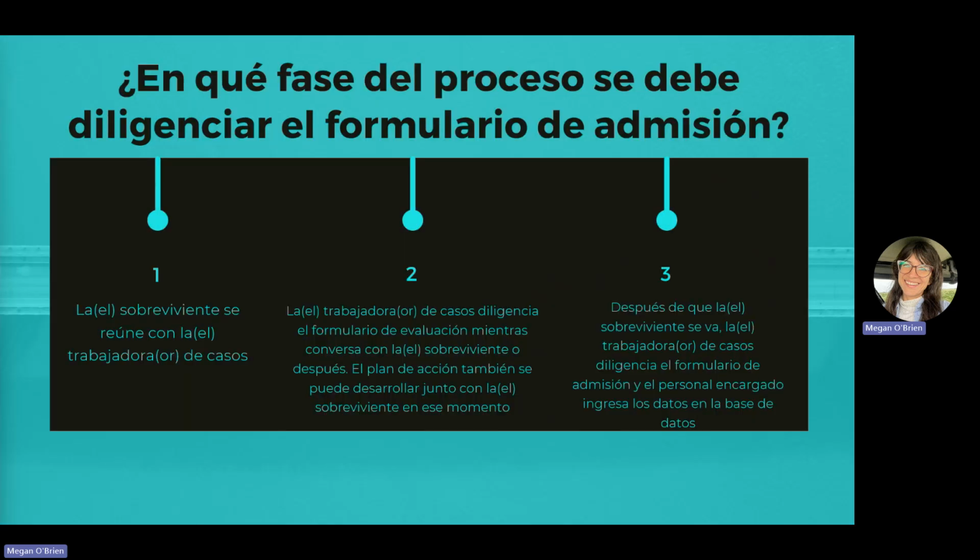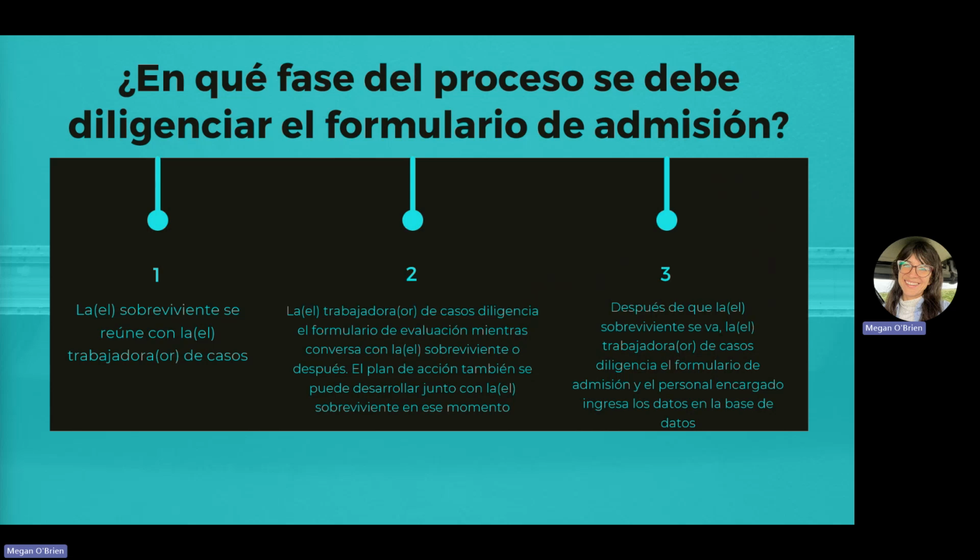Where does the intake form fit within the case management process? First, the survivor is going to meet with the caseworker. The caseworker completes an assessment form while they're meeting with the survivor or after the survivor leaves. The action plan may also be developed at that time with the survivor. After the survivor leaves, the caseworker will complete the data collection or the intake form, and data entry staff will enter it into the database. That's either data entry staff or the caseworker themselves. This will depend on how you organize the process in your specific context.